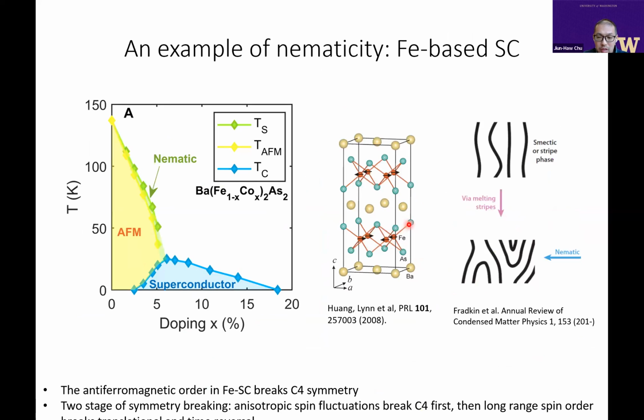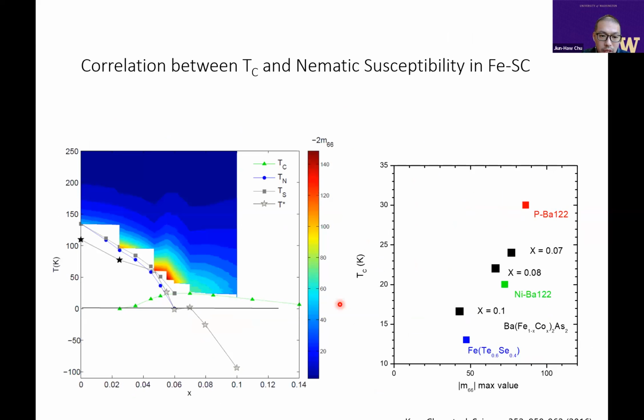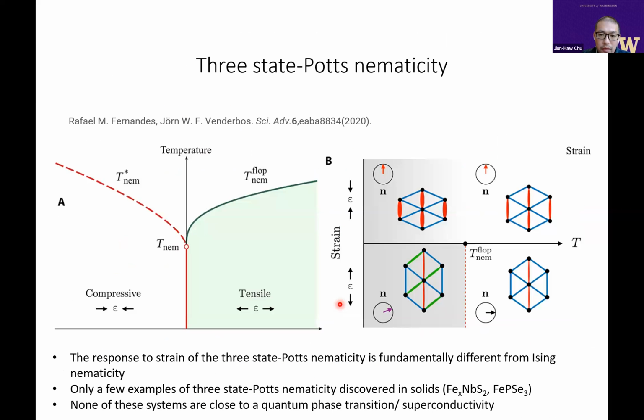In the iron-based superconductor, as I showed you, the nematicity has only two options. It can only go to the X direction or the Y direction. So in some sense, it is an Ising variable: an Ising nematicity, +1 corresponding to X, -1 corresponding to Y. Now in a hexagonal system, you have three options. You can go to 0 degrees, 120 degrees, or 240 degrees. In this case the phase transition becomes a three-state Potts model, or three-state Potts transition, which is already different from the Ising transition. And their strain response is also fundamentally different.